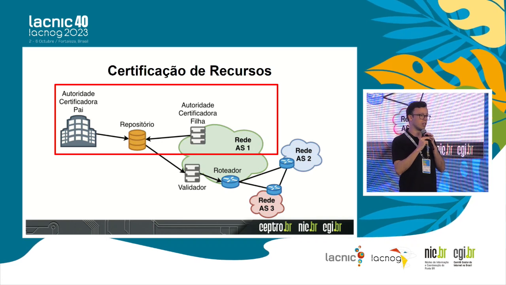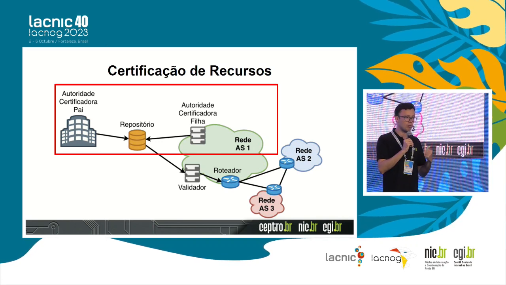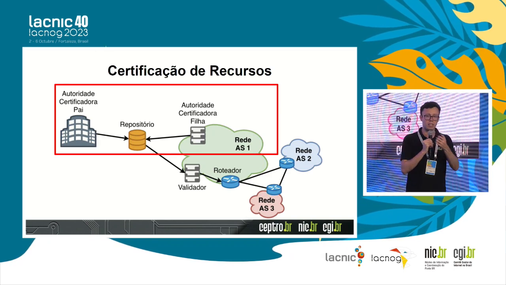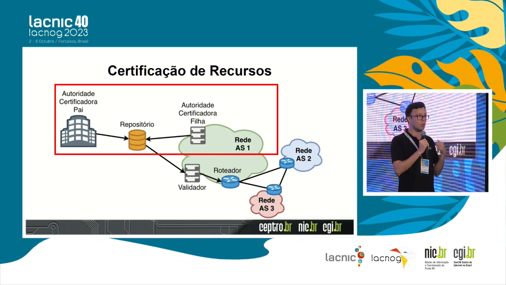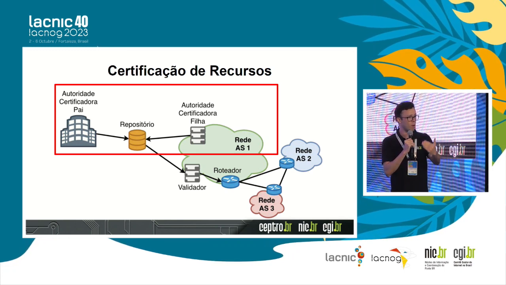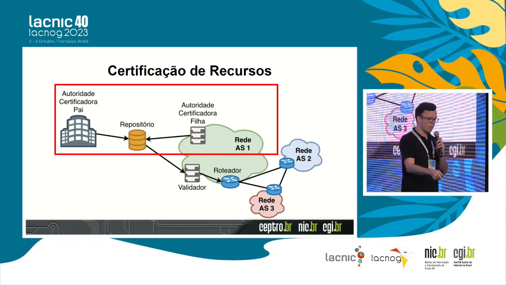These are the authorities that deliver the resources. So when you wish to request numbering, depending on where you are located, you have to speak with one of these entities. These are the entities that do the resource assignment and have the authority to certify whether what you are stating, you are allowed to do so or not.